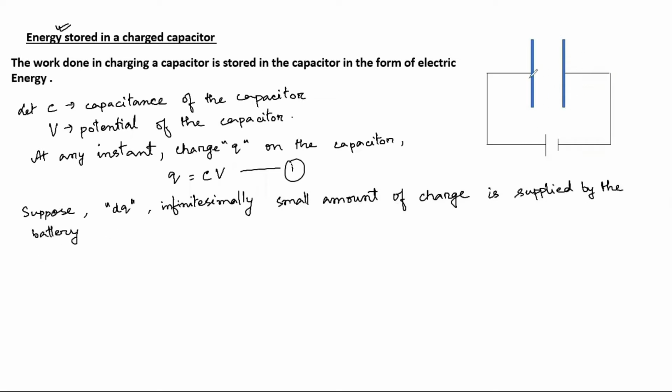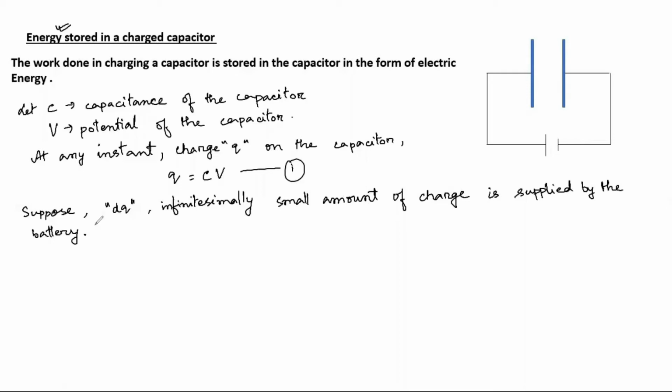Now, initially, before this capacitor is connected to this battery, it is not going to have any charge. It will have charge only if you connect it to a power supply. So once this capacitor is connected to this power supply and starts to acquire certain charge, initially we assume that dq, a very small amount of charge, is supplied by this battery.